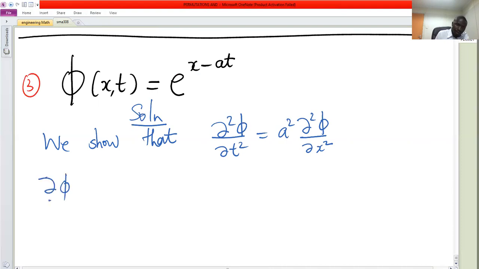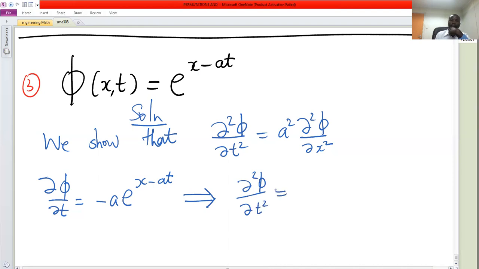So partial phi partial t, we use the chain rule. So fix the power to be u. When you differentiate that u with respect to t, you get negative a. So we'll have negative a and then e raised to the power x minus at, which implies that partial squared phi partial t squared. Now differentiate this one with respect to u. Also use the chain rule and fix this one to be u. Differentiate with respect to time again. When you differentiate the power with respect to t, you get minus a. So that minus a pre-multiplies this function. So we'll get positive a squared and then e raised to the power x minus at. So call this one equation 1.